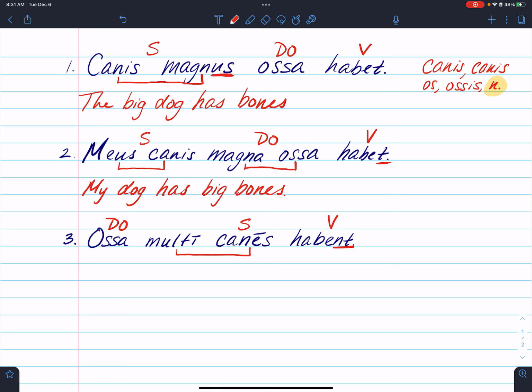Okay, so translation, David. So multiple dogs have bones. Yes. I'm going to say many dogs, just because it's a shorter word. Many dogs have bones. Okay, so far so good. All right, you see how we're kind of figuring it out? All right, number 4.